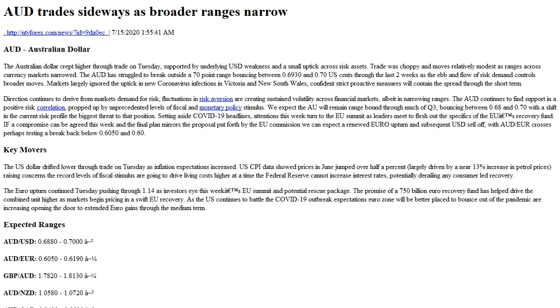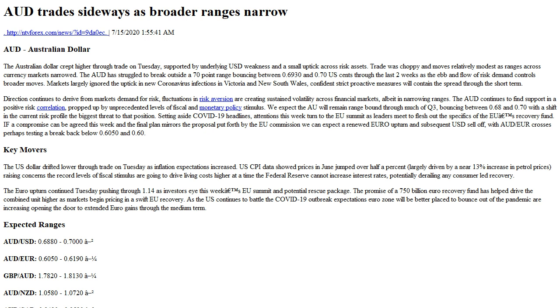Markets largely ignored the uptick in new coronavirus infections in Victoria and New South Wales, confident strict proactive measures will contain the spread. The short-term direction continues to derive from markets' demand for risk. Fluctuations in risk aversion are creating sustained volatility across financial markets, albeit in narrowing ranges.